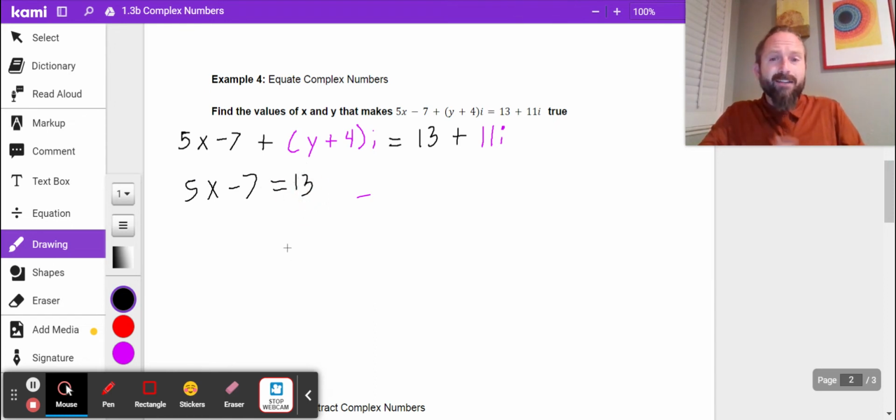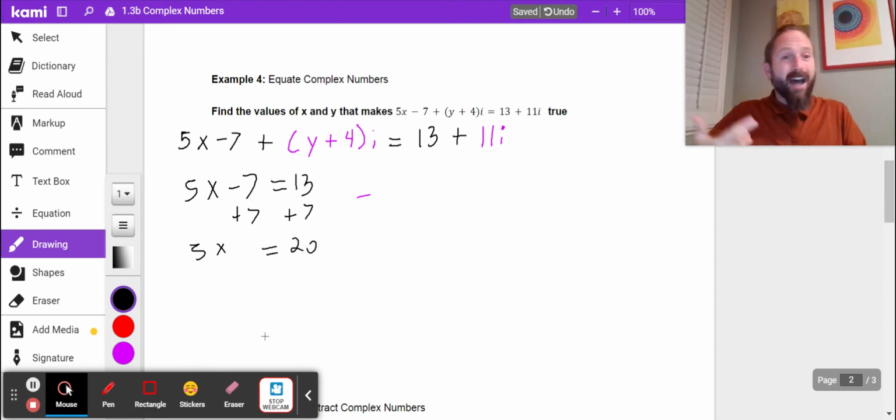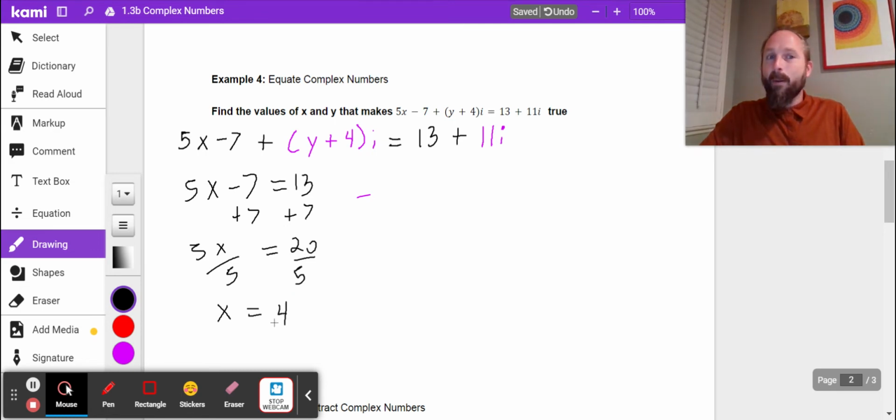So now I can solve for x. If I add 7 to both sides, using the addition property of equality, I get 20 is equal to 5x. And now I just need to do the opposite of times, which would be divide by 5 on both sides using the division property of equality. And so I realize that x has to equal 4.